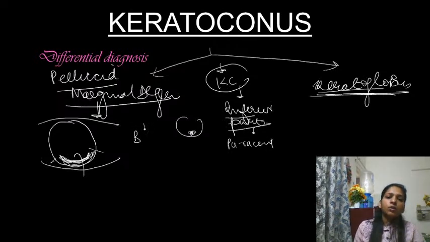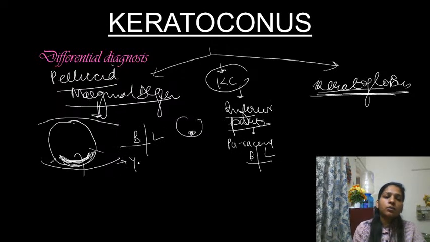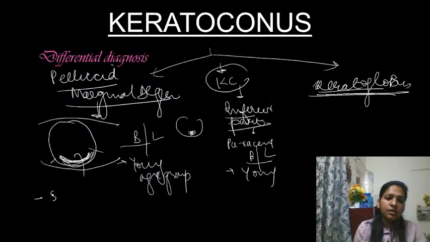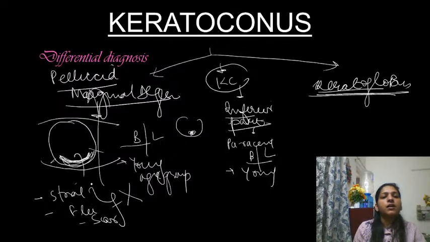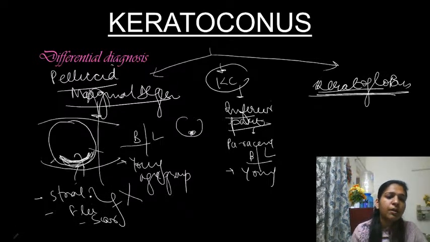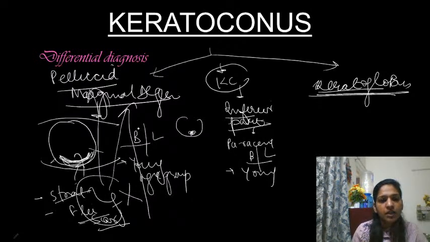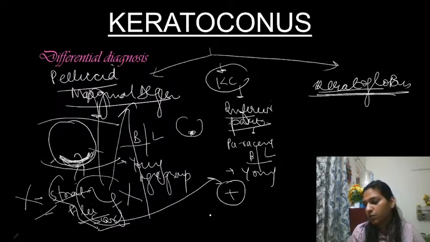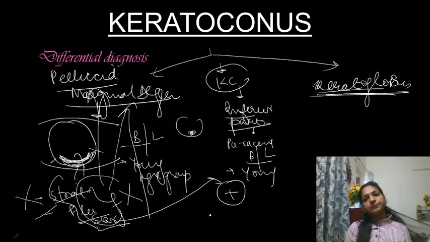This is also bilateral. Keratoconus is also bilateral, and it also occurs in the young age group. PMD also occurs in the young age group, but striae, Fleischer ring and scarring do not occur in pellucid marginal degeneration. Thinning is there, but no striae, no ring, no scarring. These features are not present in PMD, but they are present in keratoconus.